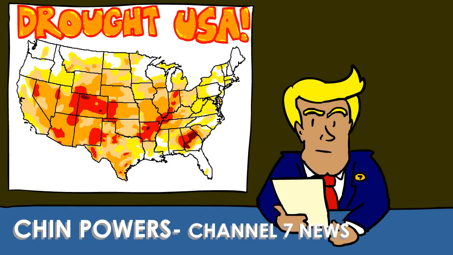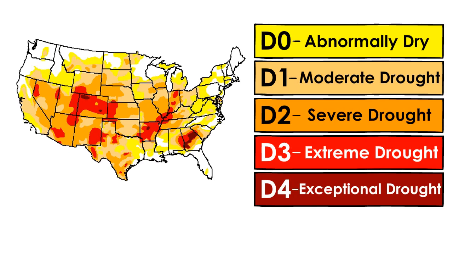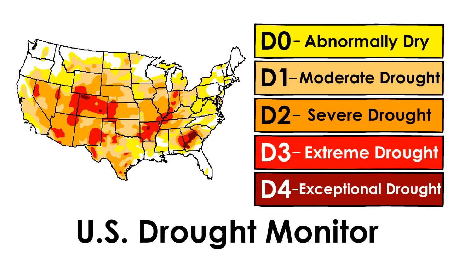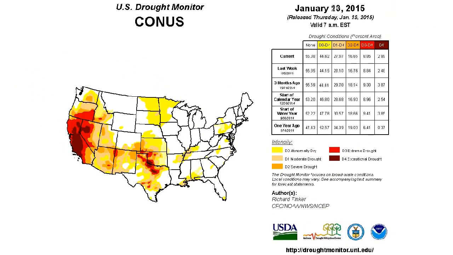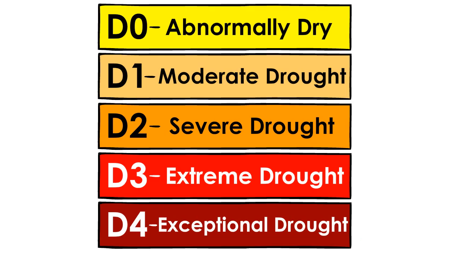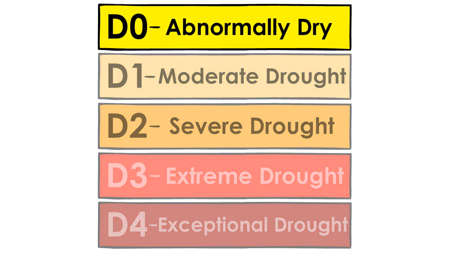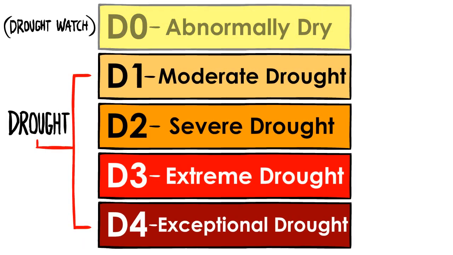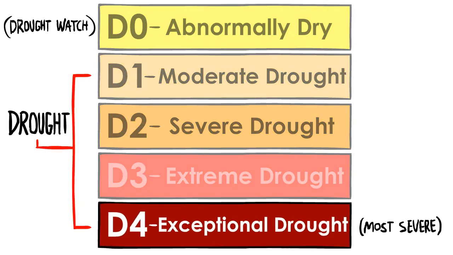Perhaps you've seen maps like these on the news when drought is being reported and wondered what the different colors actually mean. They are categories of drought that are set by the U.S. Drought Monitor. These maps have been produced every week since 1999, striving to accurately depict drought severity over the entire country. In this animation, we will break down the categories, which includes D0, representing drought watch, and ranges from D1 to D4, with D4 being the most severe.